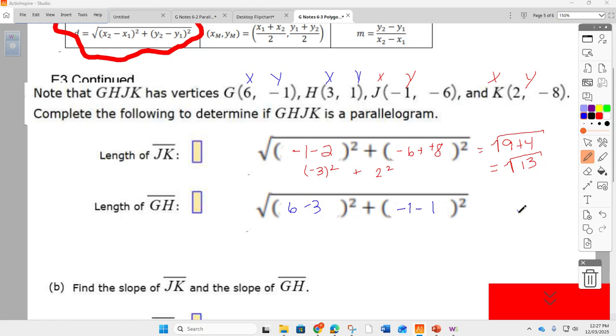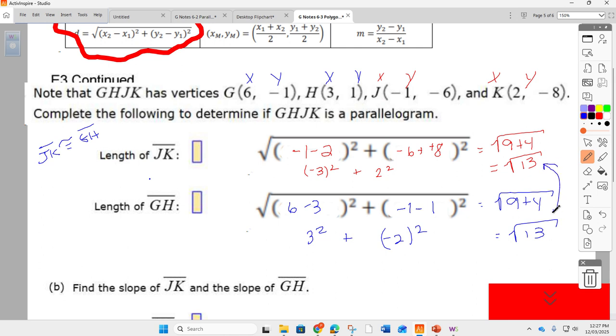But I was right. All right, 6 minus 3 is 3 squared. Negative 1 minus negative 1, if you square that, so that's negative 2 all squared. So what we have here is the square root of 9 plus 4. We can add what's under that radical. So they're congruent. The length of JK, or segment JK, is congruent to segment GH because their lengths are equal.